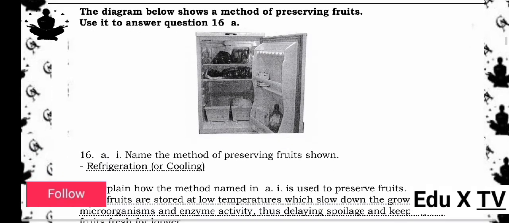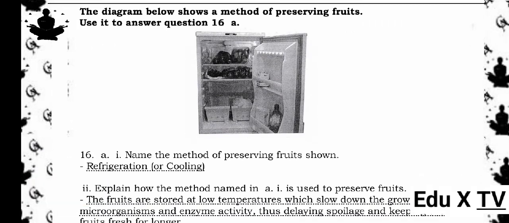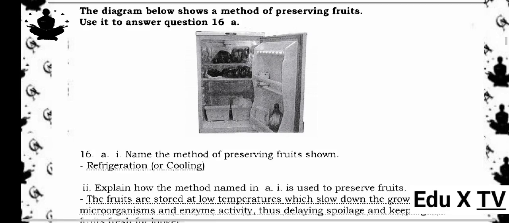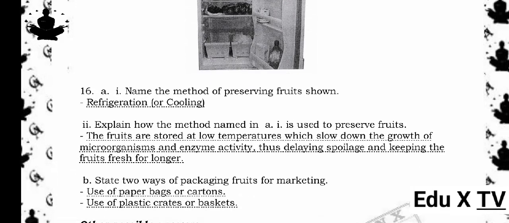The diagram below shows a method of preserving fruits. Use it to answer question 16A. 16A. Roman figure number 1. Name the method of preserving fruits shown. Refrigeration, or cooling. Roman figure number 2. Explain how the method named in A.